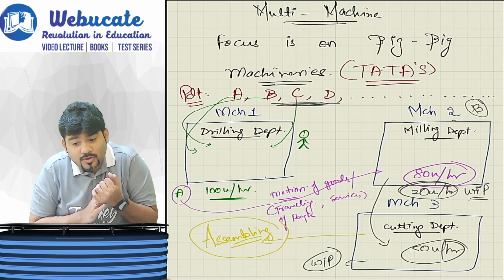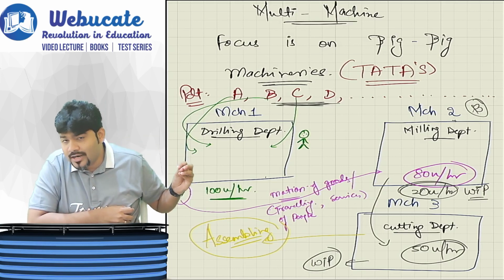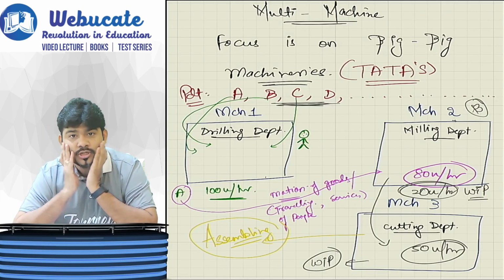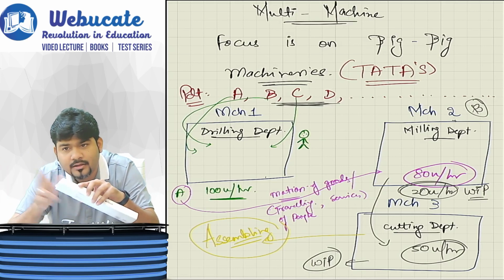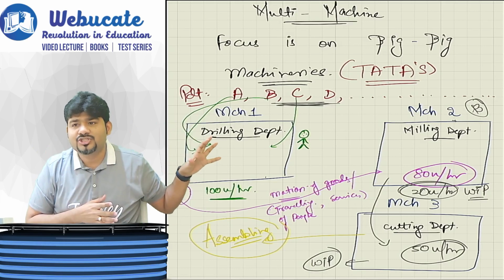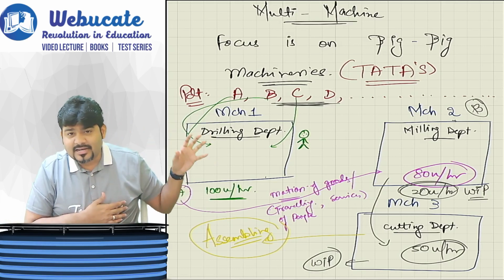So now, if there is any issue with the product, you will come to know directly at the assembling stage. Suppose the drilling department has not done the drilling work properly, you will realize this only at the assembling stage. Oh my God. Would you believe it? Now what will happen?